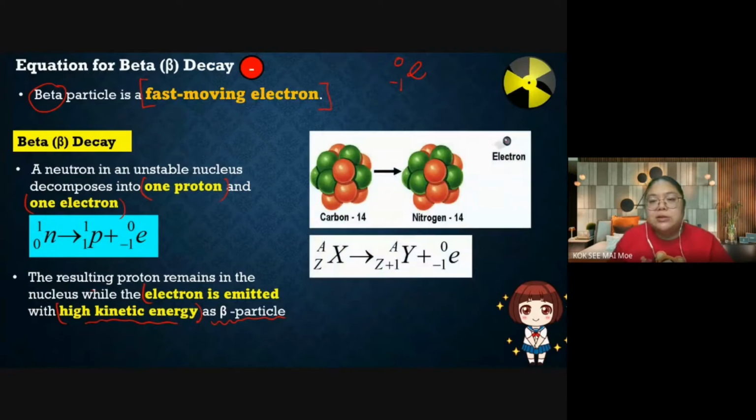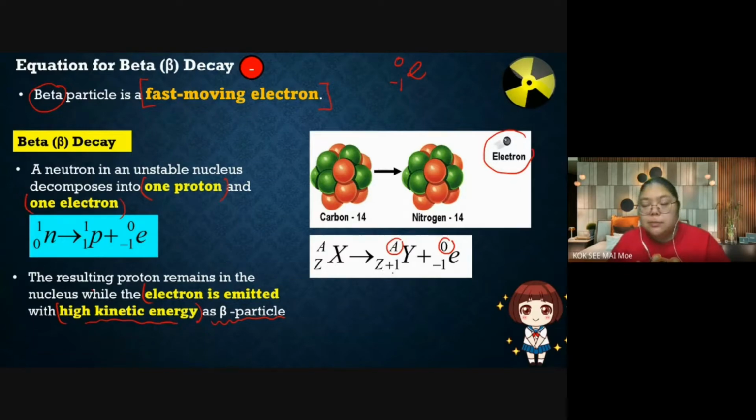So from here, this is an example: carbon-14. After decay it becomes nitrogen, and one electron comes out. You can see the starting element X, with A and Z, is the original parent element. When it undergoes beta decay, the A has no change, because one electron comes out, and the electron has nothing for the neutron number.